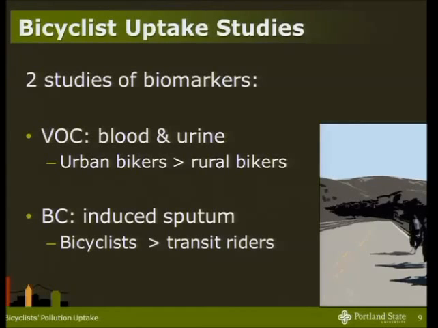Okay, so going one step past inhalation, now talking about uptake doses. Here we have even fewer papers in the literature to rely on for quantifying bicyclist uptake doses. So there have been two studies that use biomarkers looking at absorbed doses of different pollutants for bicyclists. One about 15 years ago in Italy looked at urban bicyclists versus rural bicyclists and found that urban bicyclists had absorbed more VOCs. So they took blood and urine samples and found more markers of absorbed VOCs.